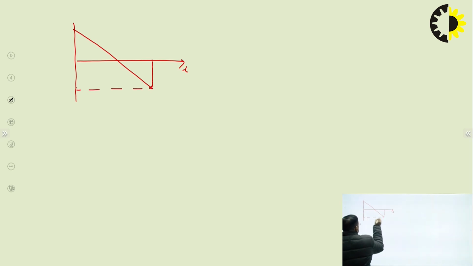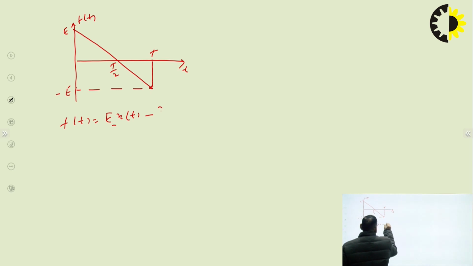So this is your function. This is minus E, this is your E, and this is Ft. Okay. This is the time T, and this is T by 2. So how can we write? I am just writing it straight away. So it is equal to E u(t). Okay. Then minus 2E upon T r(t), 2E. This is the slope of the line. Okay. Minus 2E upon T r(t).